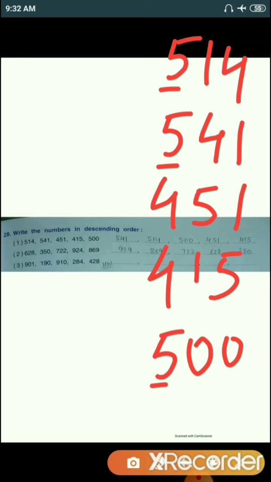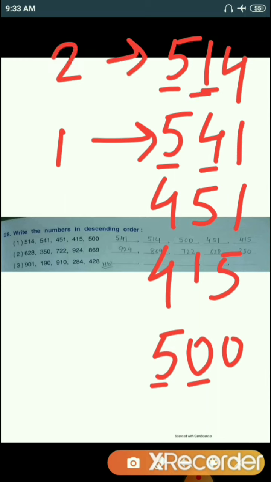So we'll concentrate on the second digit: 1, 4 and 0. Which one is the biggest? 4. So we'll write 541 first, then 514 in the second position, and 500 is in third position.